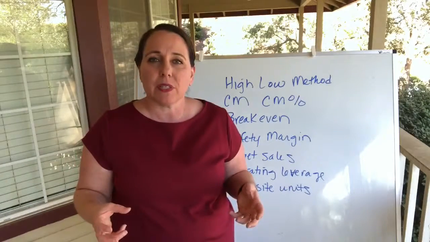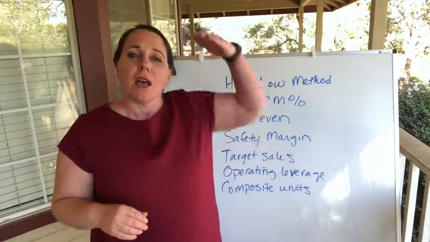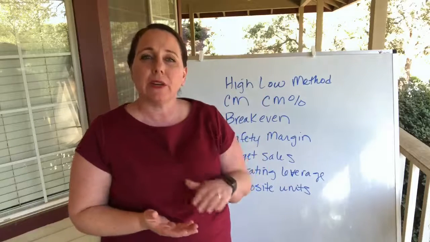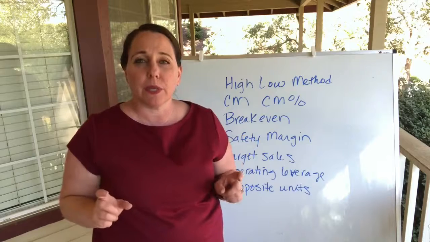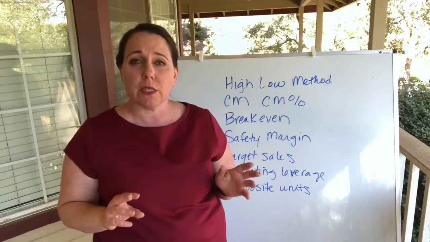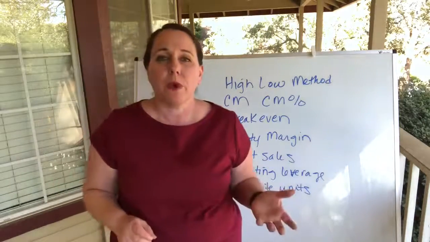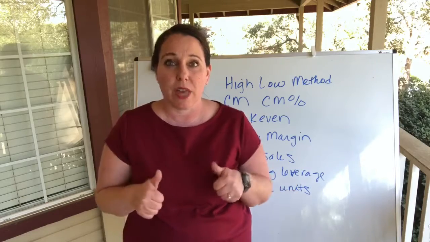And when we talk about this method in the module, we're going to learn how we can take the period that has our highest level of production value and the period that has our lowest level of production value and look at the number of units we produced in each and the cost to produce those units, and we can come up with some formulas to separate out what portion of our costs are fixed and which portion of our costs are variable. So that'll be cool.